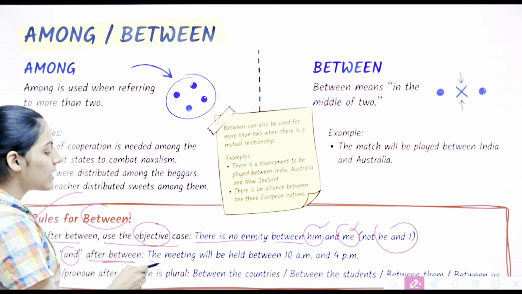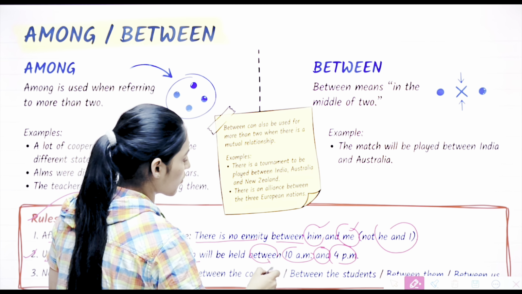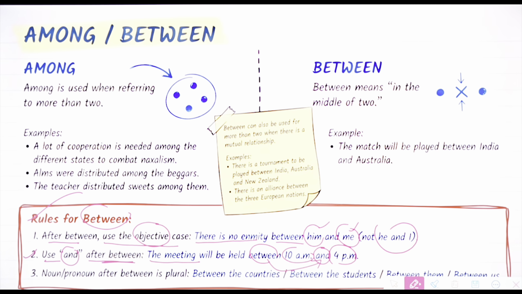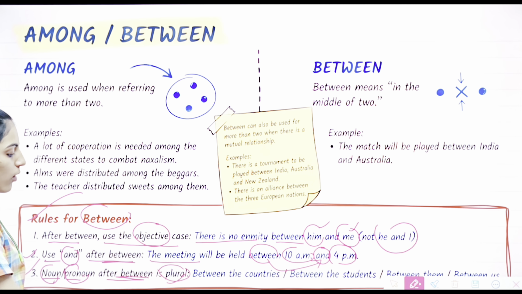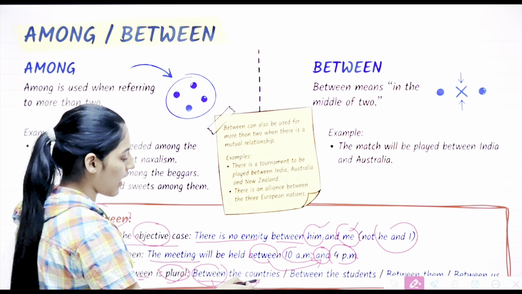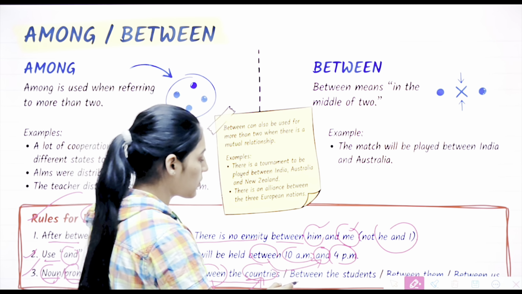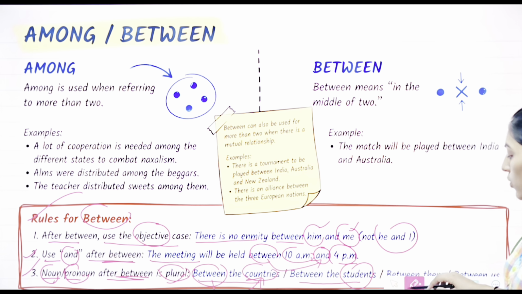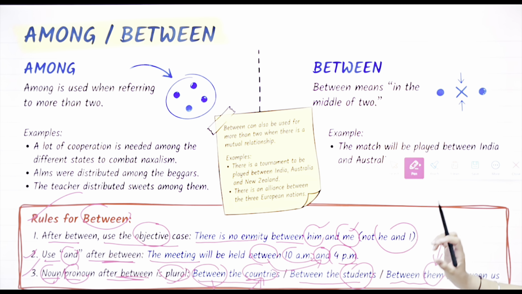So let's see the example. The meeting will be held between 10 a.m. and 4 p.m. So here along with between we will use and. Now the third rule we have is: after between, if a noun or pronoun is present, it should be in plural form. For example, between the countries. So here between is at first, then we have a noun and it is in plural form. Then we have between the students, so here students is in plural. Then we have between them, so them is a plural pronoun. And at last we have between us.